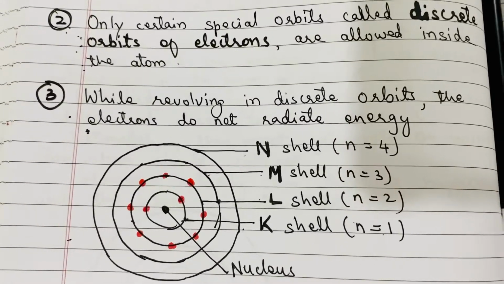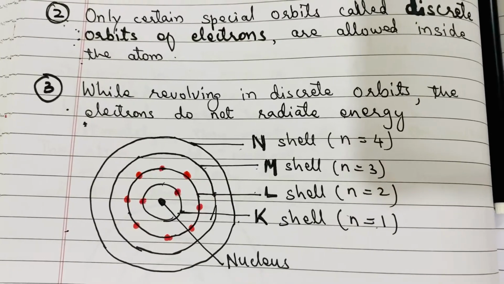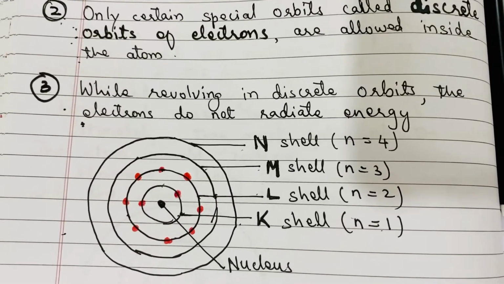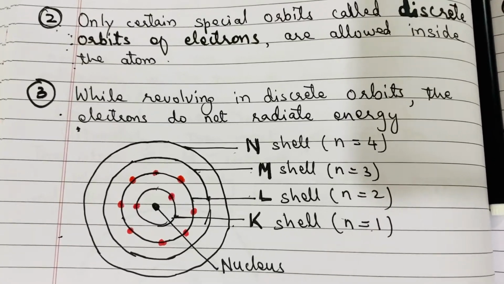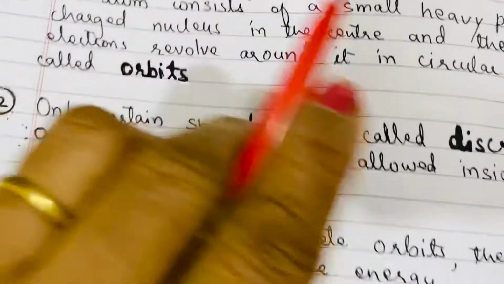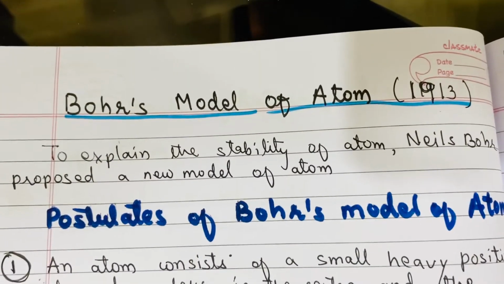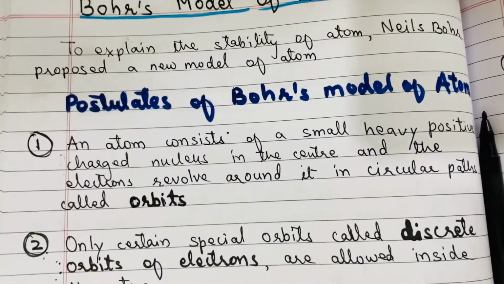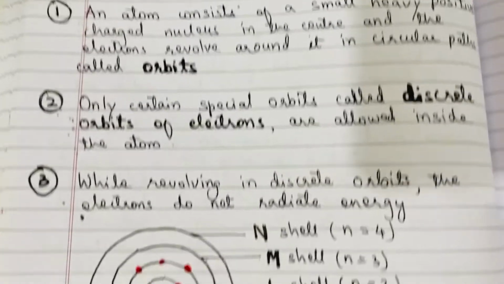Good morning, students. We have been learning about the structure of the atom. Various scientists have proposed their models for the structure of the atom, but they were unsuccessful. Finally, Niels Bohr proposed a new model of the atom, which is quite correct. How? What is Bohr's model of an atom?